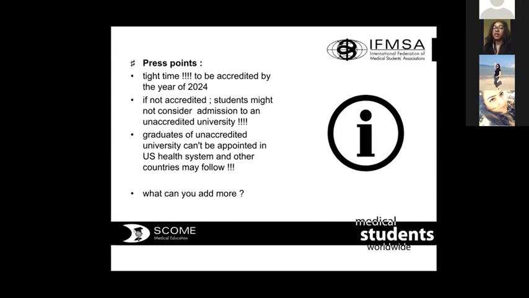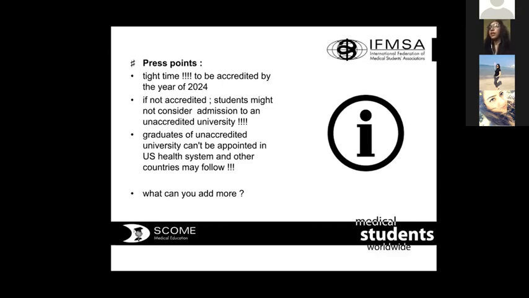Also for the accrediting agency, it takes time to get accredited or to get recognized by the WFME. And it also takes time for the university dean to get convinced and initiate the accreditation process. It takes time for us to do the self-study report. It takes time to do the assessment. It usually takes time, and that's why we have to start right now, so we can ensure that by 2024, our university or medical school is accredited.